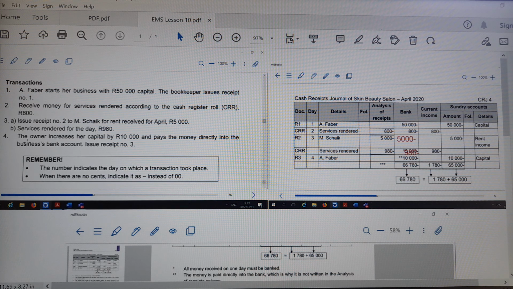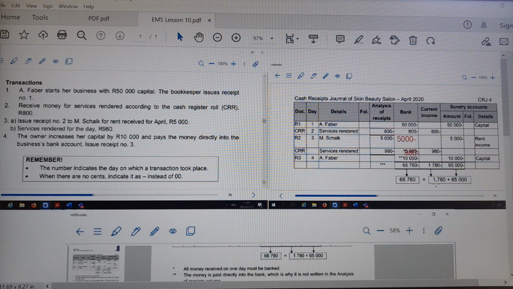And once we are done with all our transactions, we add the bank, we add the current income, and we add the sundry accounts. But if you check, when you add these two, you must always get the answer that is equal to this one. So if I add 1,780 plus 65,000 rand, I must get 66,780. Okay, so I've explained it for the second time.